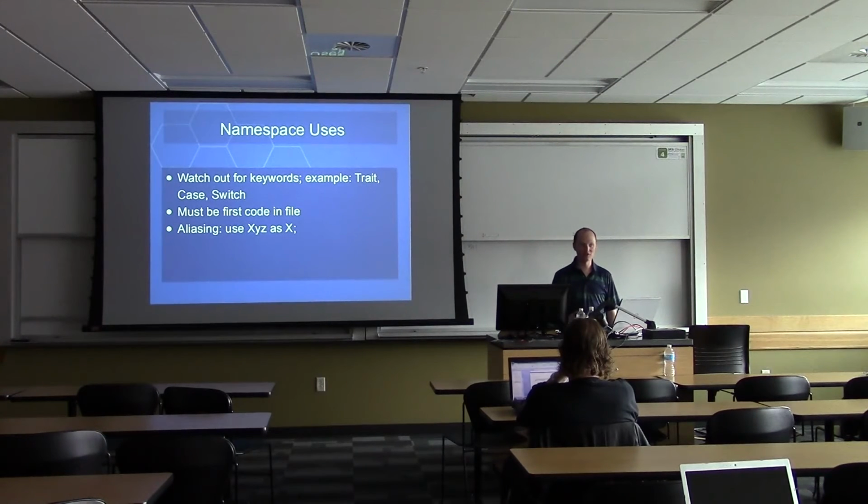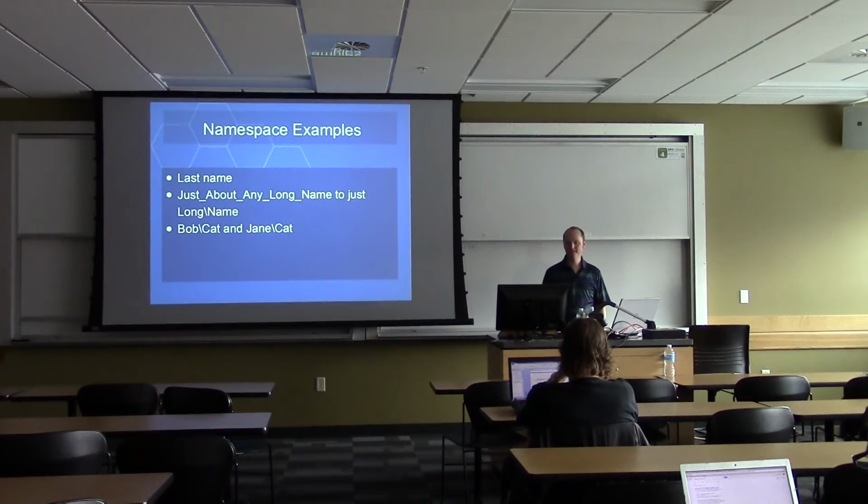The namespace must be the very first line of the code, the very first actual code. So you can't have comments above it. You can't have anything above the namespace. The namespace has got to be the very first thing in the file. It's very important. Again, with aliasing you just use X, Y, Z as X. You can name it whatever you want. That's keywords.